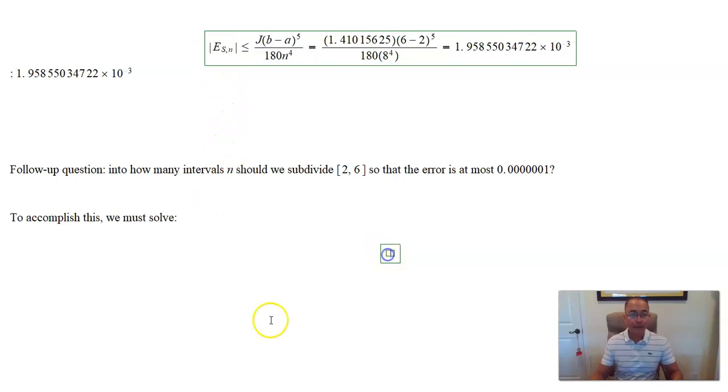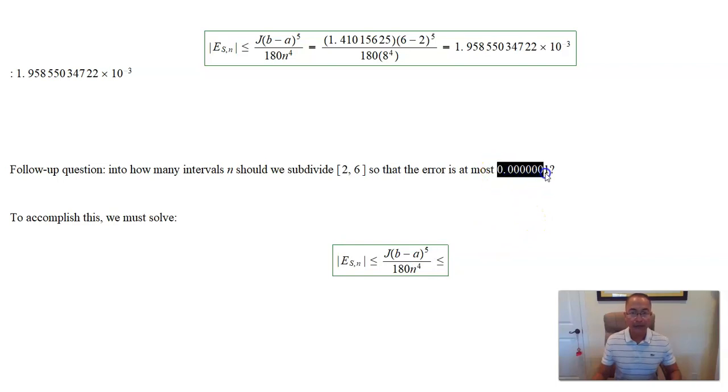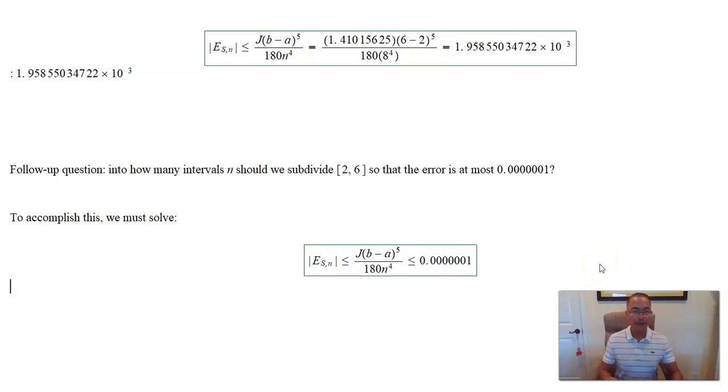So to accomplish this, we must solve this. So we want this to be at most our tolerance. Make this less than or equal to 0.001. Solve this inequality for n, just like before.